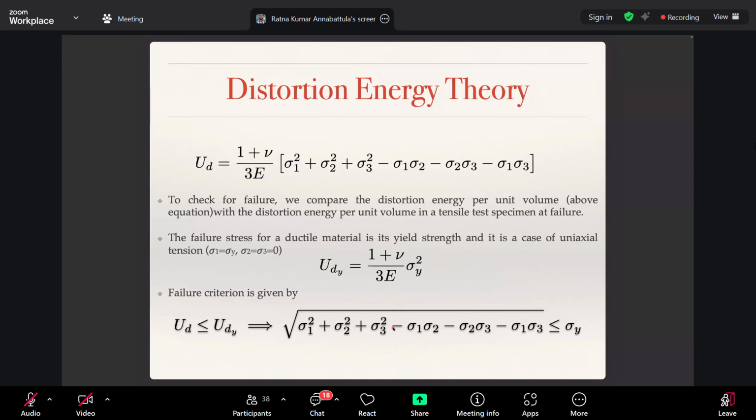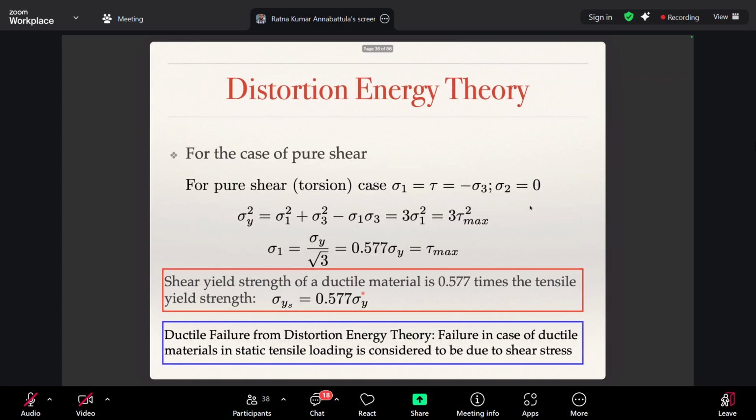And from this, you can generate special cases. If you have a material which is subjected to pure shear. What do you mean by pure shear? Pure shear means sigma 1 is equal to minus sigma 3 and sigma 2 is equal to 0. If you plug that in, sigma 1 equal to minus sigma 3 is equal to tau, the applied shear, as in torsion of a circular shaft, and sigma 2 equal to 0. Then under pure shear, this is the condition for failure.